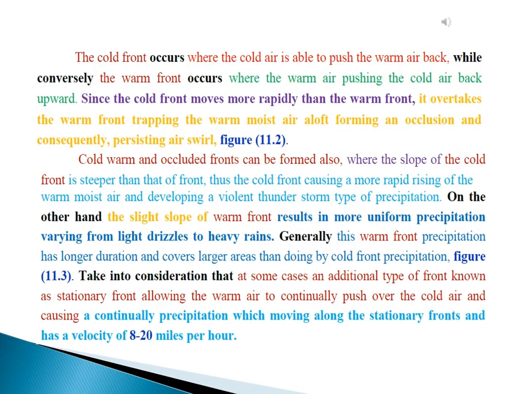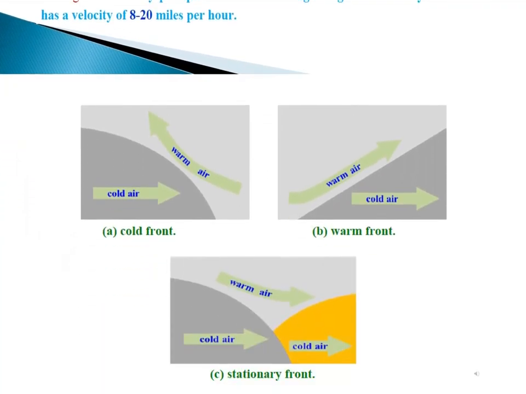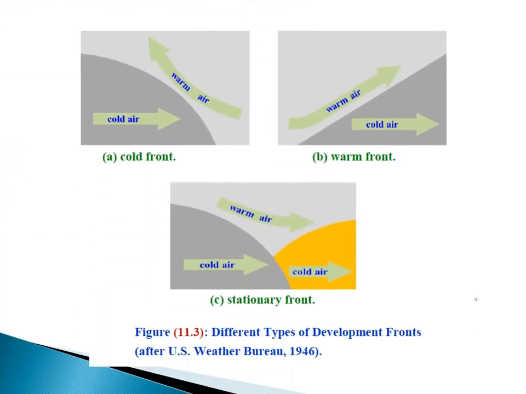Look, my dear, the cold front occurs when the cold air is able to push the warm air back, while conversely, the warm front occurs when the warm air pushes the cold air back upward, as shown in the enclosed figure. Figure showing different types of fronts, such as cold front, warm front, and stationary front.